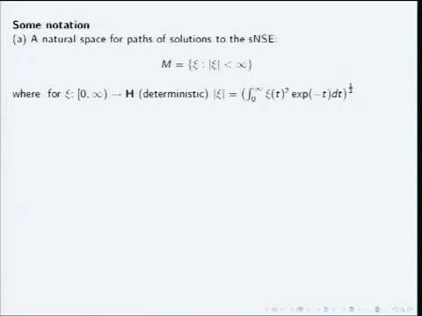Now, just to set the whole thing up, we're going to have some metrics on various spaces. So we want the space of paths, individual paths of a solution. They are paths in the Hilbert space, and we want a norm on paths. That's a fairly natural one.